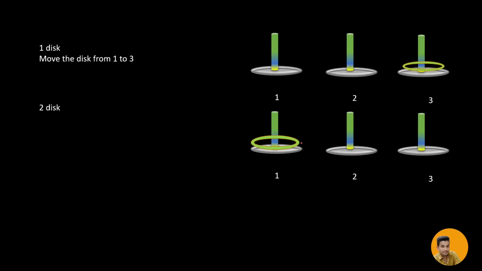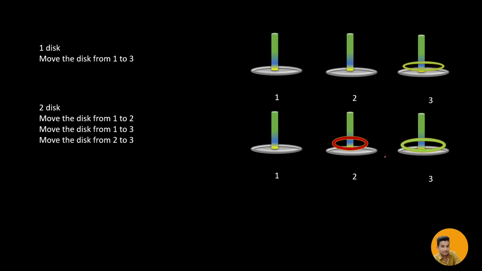If I take this red one and put it in the second tower, I moved the disk from 1 to 2. Then I can take this green disk and keep it at the third tower. So I move the disk from 1 to 3. Now we can simply take the disk from the second tower and keep it on the third. So move the disk from 2 to 3. And yeah, we are done with the objective of the game.